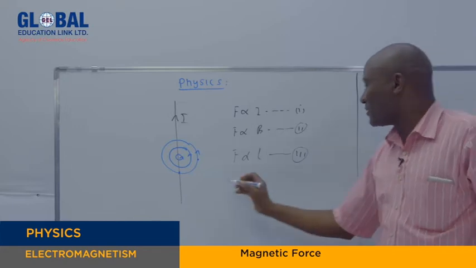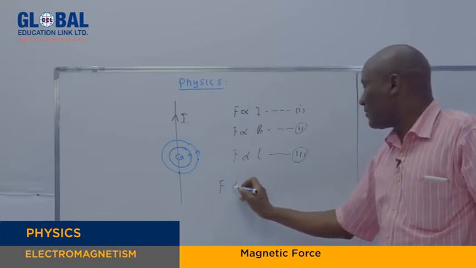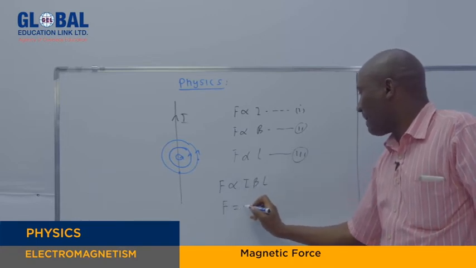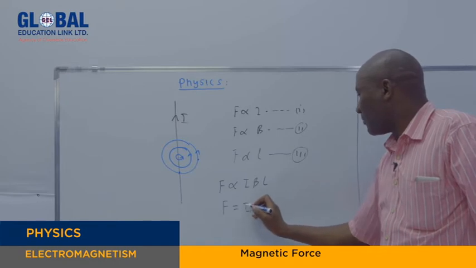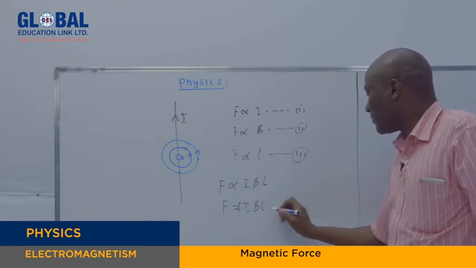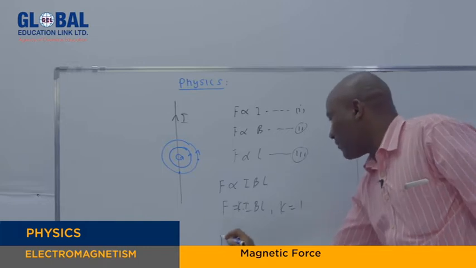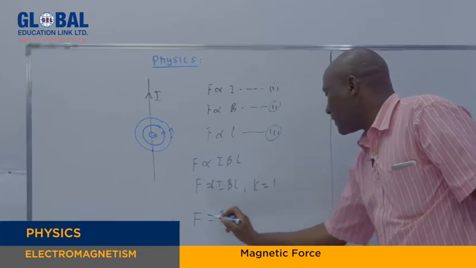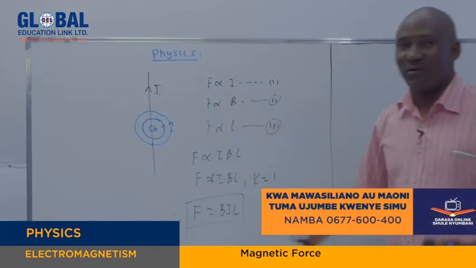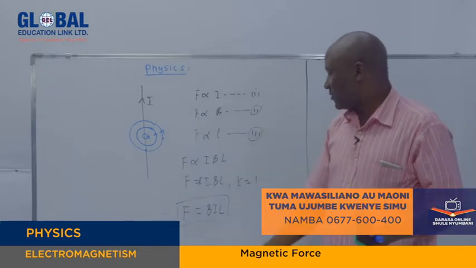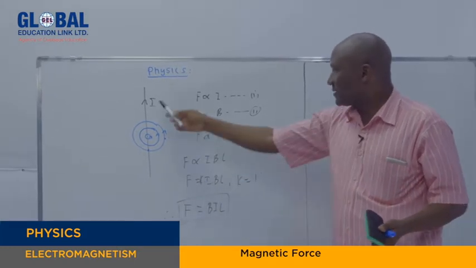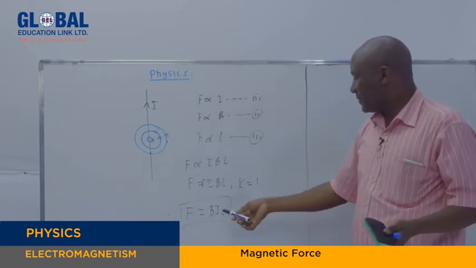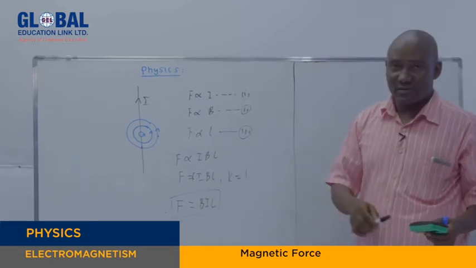If you combine the three quantities, you have that force is proportional to I, B, L, and this equals a constant times I, B, L. Experimentally, this constant equals 1. So the force F equals B I L. This is the force acting on a conductor, a straight wire like that. We have the magnetic field, the current, and we know the length of the conductor, so you can find the magnetic force. Remember, this is the maximum force which is produced.